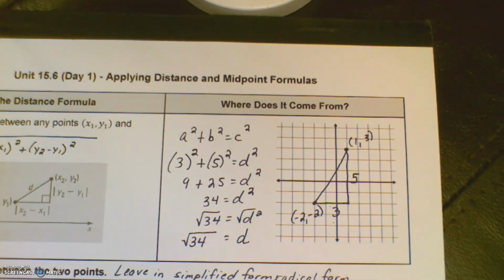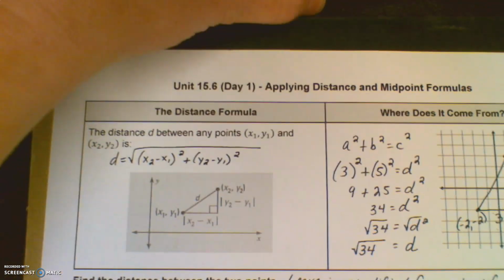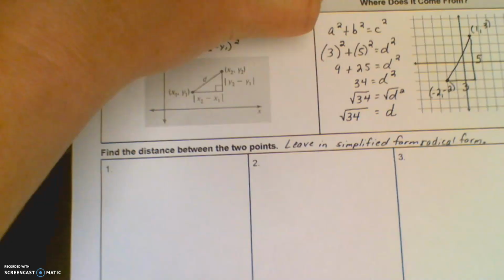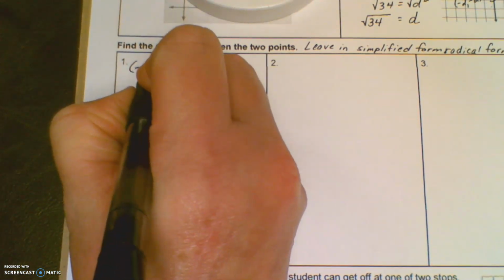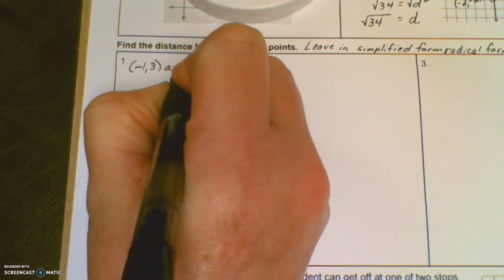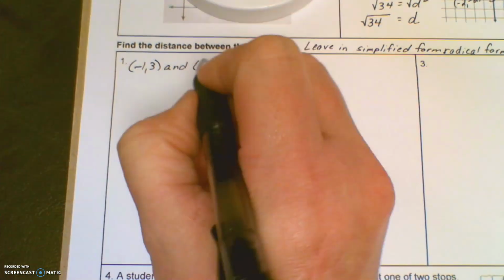Alright, let's look at a couple of examples. It says find the distance between the 2 points, and we want to leave these final answers in simplified radical form. So simplified form, which is radical form. So number 1, suppose we had the ordered pair -1, 3, and the ordered pair 5, 2.